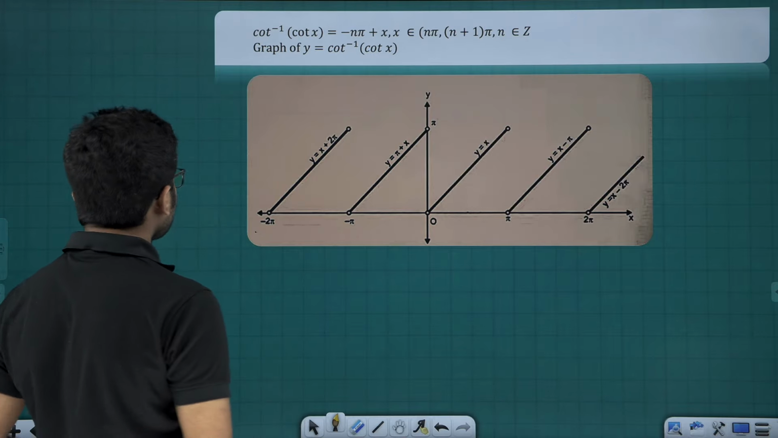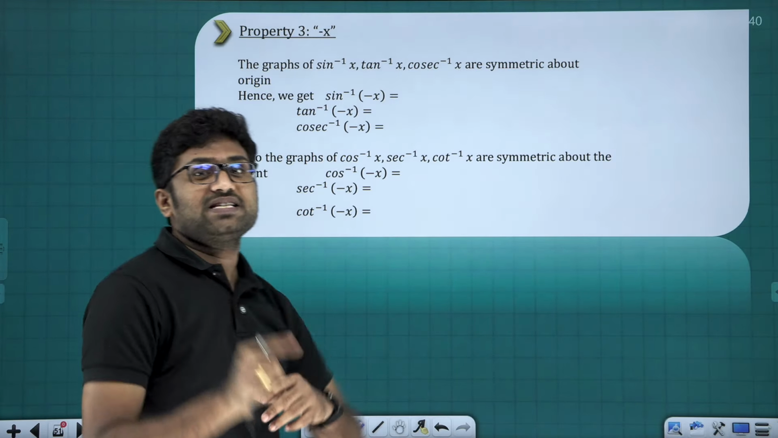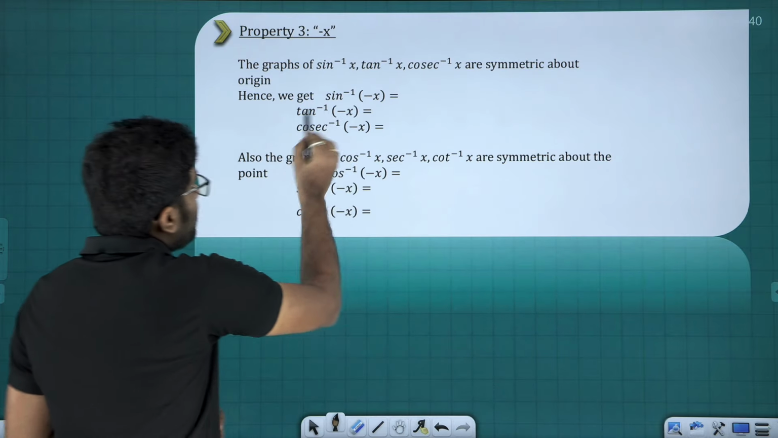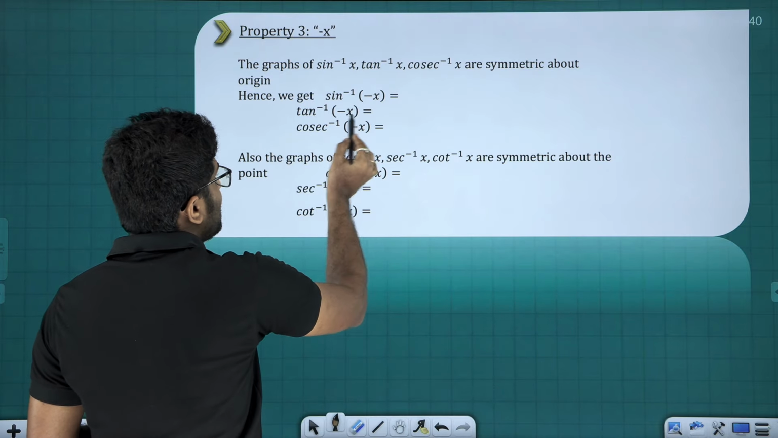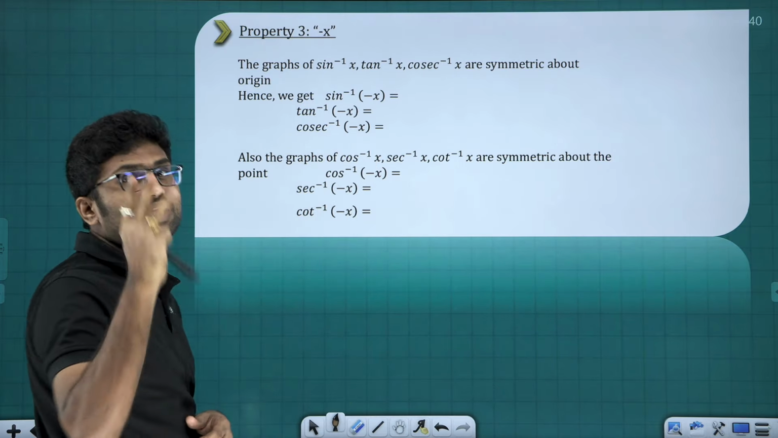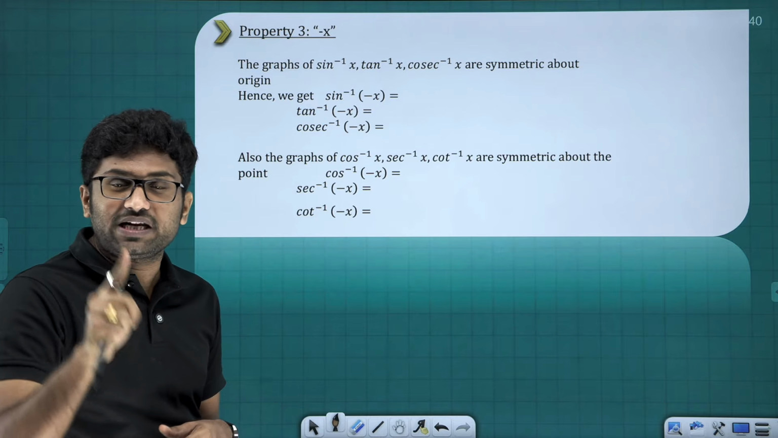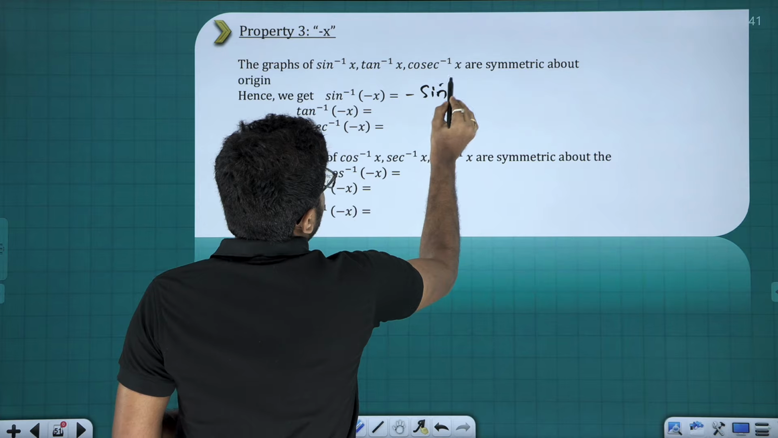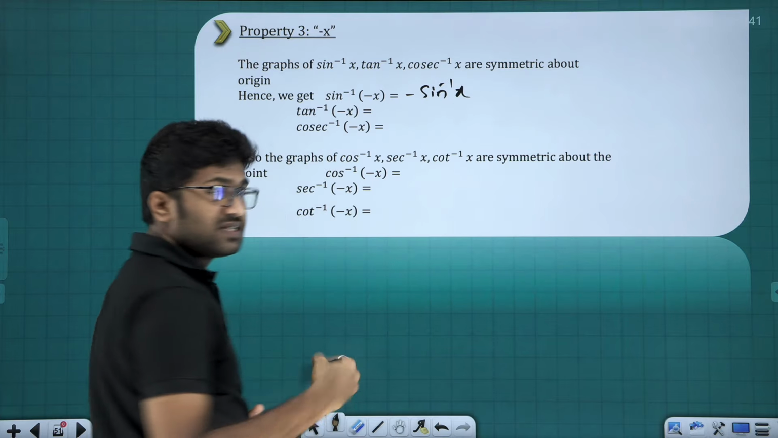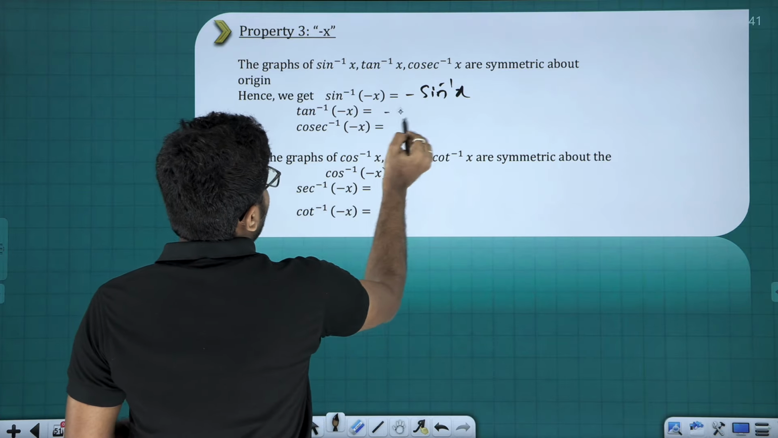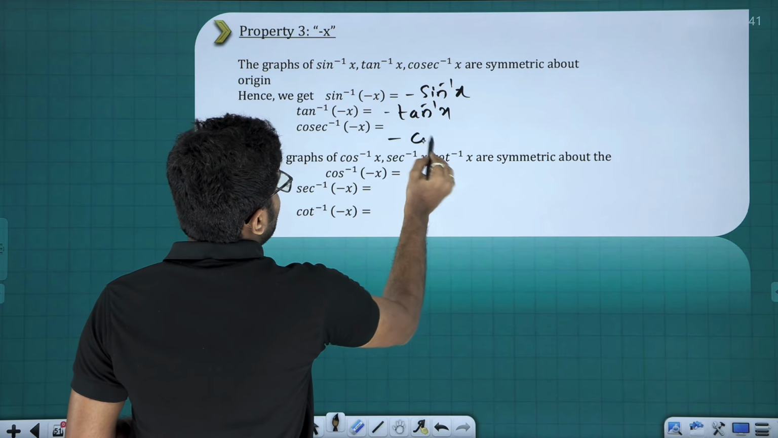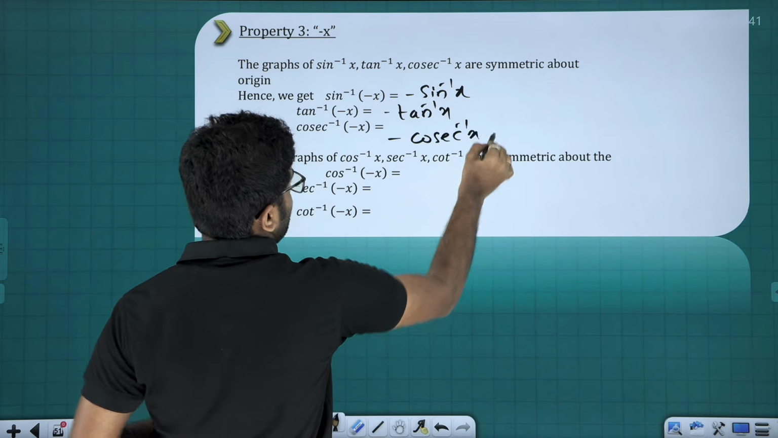Next, property 3, minus x property. This particular property: sin inverse of minus x, tan inverse of minus x, cosecant inverse of minus x are three odd functions and they are symmetric with respect to origin. So as they are odd functions, sin inverse of minus x is minus sin inverse x, tan inverse of minus x is minus tan inverse x, whereas cosecant inverse of minus x is minus cosecant inverse x, friends.